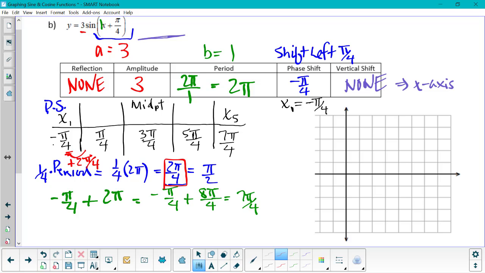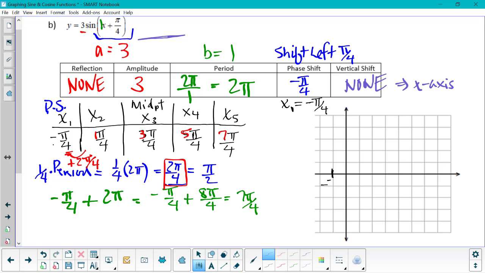So -1 pi over 4 plus 2 pi over 4 is 1 pi over 4. Plus 2 pi over 4 is 3 pi over 4. Plus 2 pi over 4 is 5 pi over 4, and plus 2 is 7. So you have to come up with the method that works best for you. So this is my quarter point and my 3/4 point, whatever you want to label those, is fine with me.